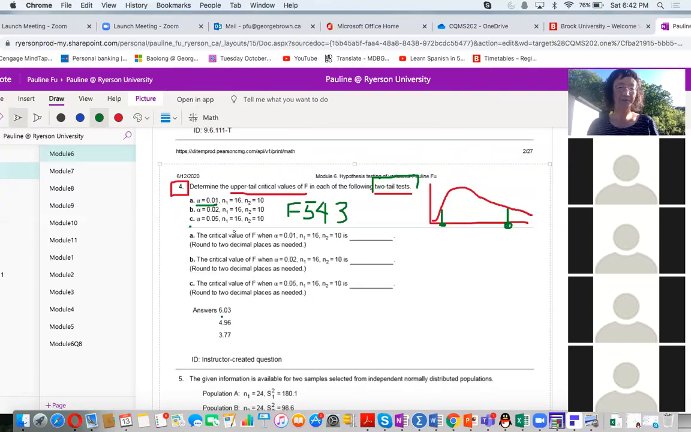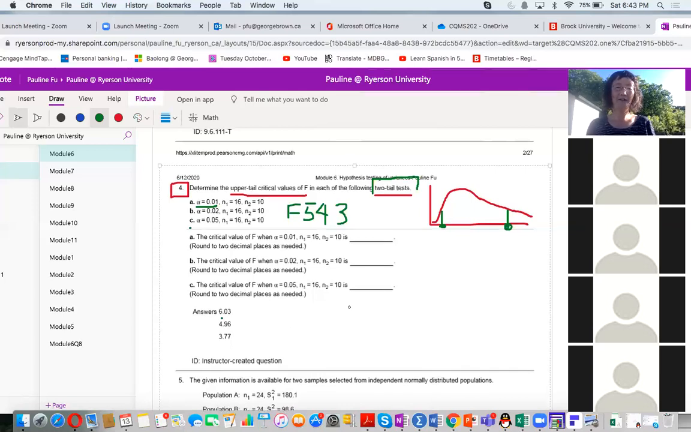So area 0.025 is the area. NDF is 15, DDF is 9, and you press EXE. And I get 3.7695, so 3.77. Okay. Any questions? All right, so that is the critical value for F.